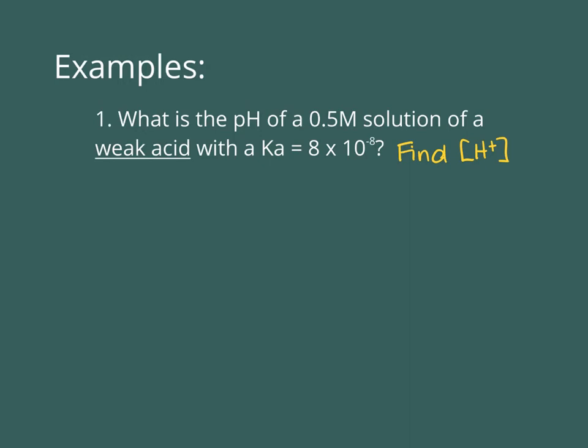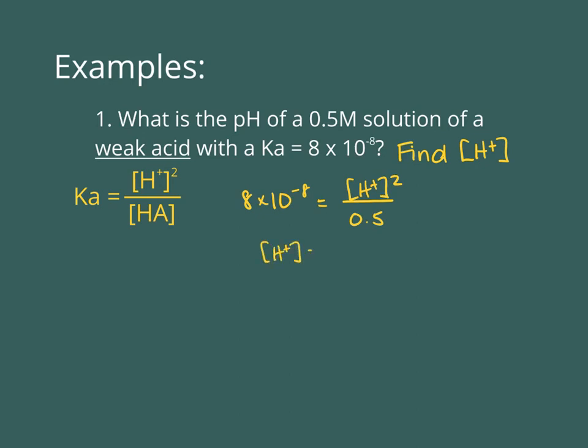So we start by writing our Ka expression. And in this case, since we're after our hydrogen ion concentration, I recommend just writing the shorthand version of Ka equals your hydrogen ion concentration squared over your weak acid concentration. Then we plug in all of our known values, so we know that our Ka is equal to 8 times 10 to the negative 8, and we know that our weak acid concentration is 0.5 molar, and we're solving for our hydrogen ion concentration. And once we solve for x, we get 2 times 10 to the negative 4th molar. So that's equal to our hydrogen ion concentration.